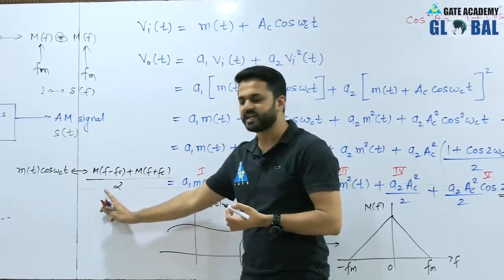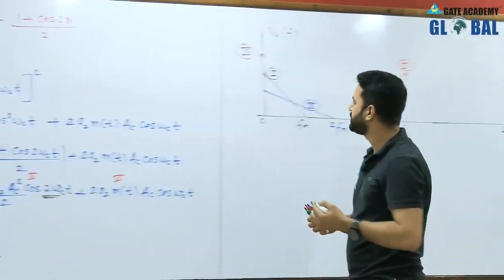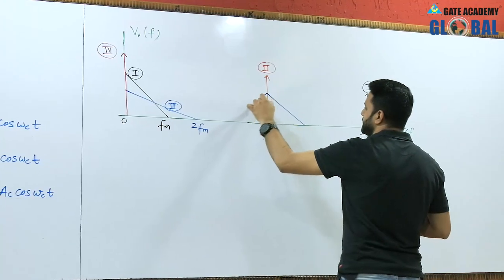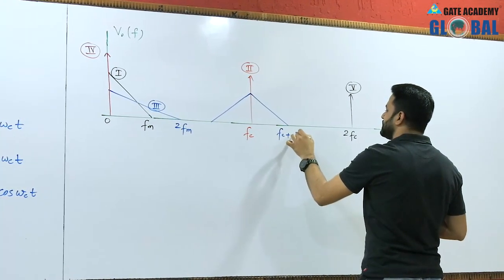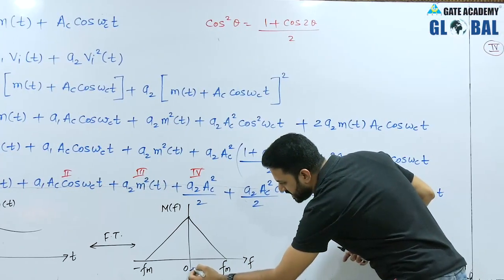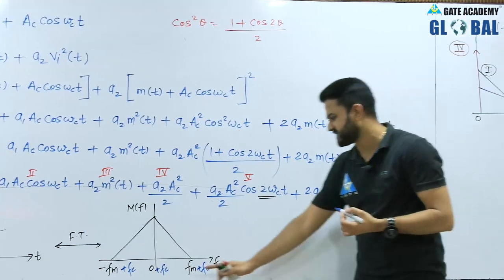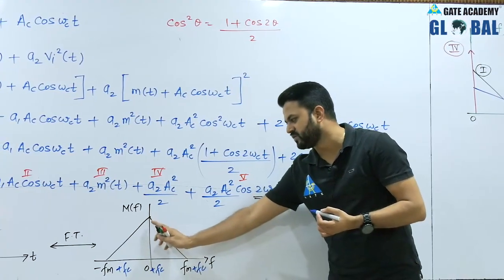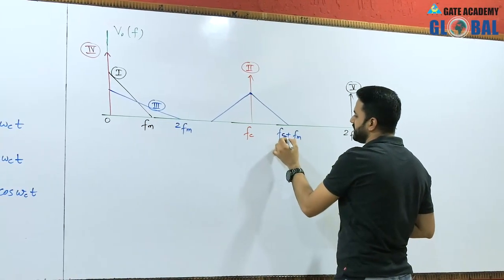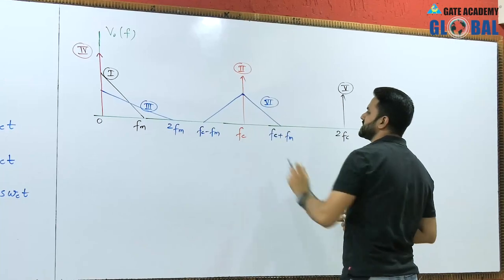So from this property, the message spectrum gets shifted to plus fc and minus fc, and because we are drawing only the positive part, we get the spectrum shifted to plus fc, which will look like this. This is fc plus fm, because the origin is shifted to fc. That means we are adding fc on the whole axis, so 0 plus fc will be fc. So the peak value goes to fc, and then this is fc plus fm, and this is fc minus fm. This is our last term, the sixth term.